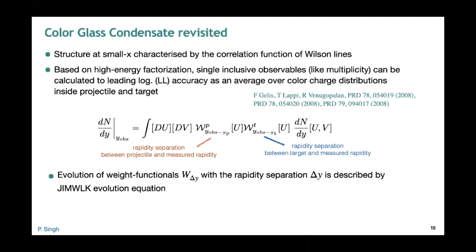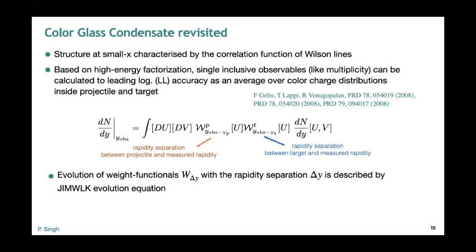Let's revisit the color glass condensate case in order to add one more point. So far we saw that all the nucleon structure at small x can be characterized by correlation functions of the Wilson lines, like the dipole correlator, which was expressed in terms of the product of Wilson lines. Now there is another theory developed by these people, where they say that you can use high energy factorization to write down your single inclusive observables. For example, the multiplicity at a given rapidity can be expressed as a convolution of functionals of the Wilson lines.